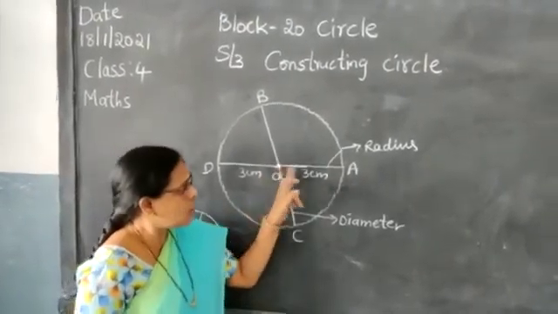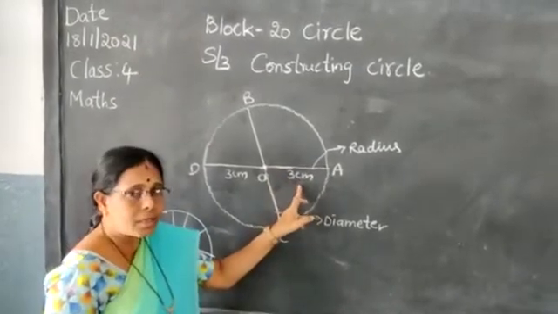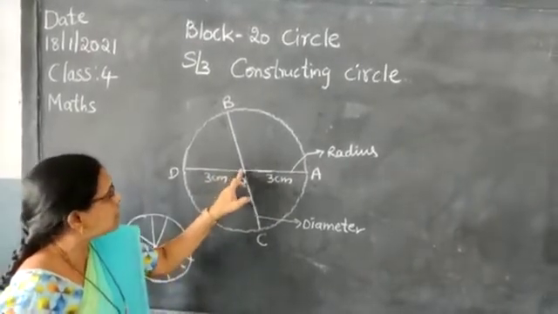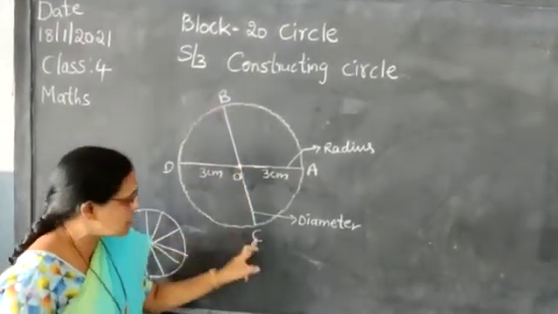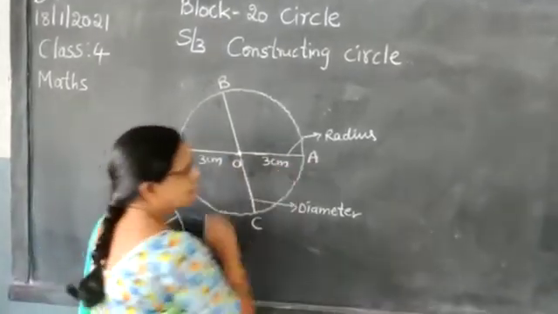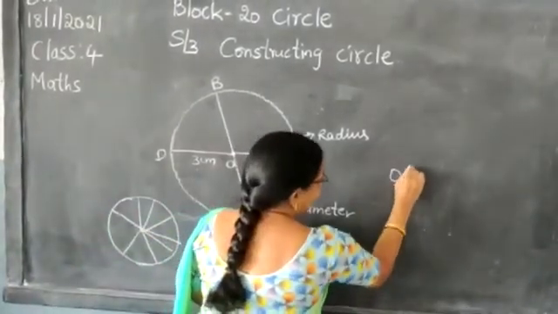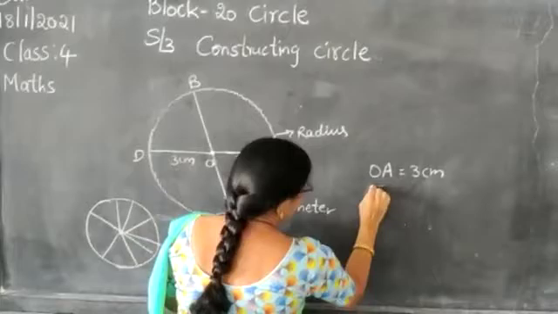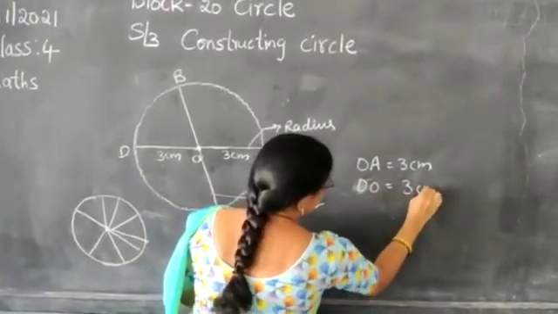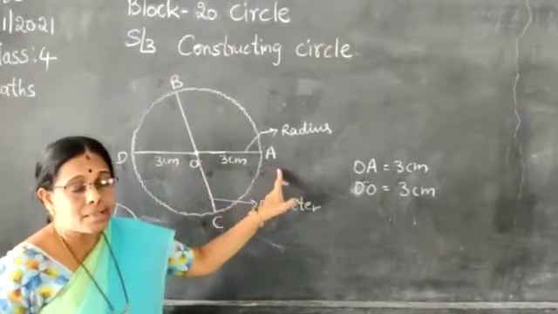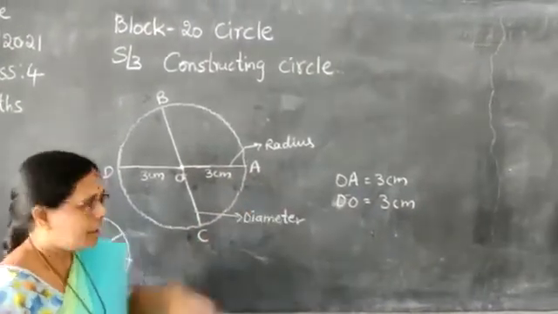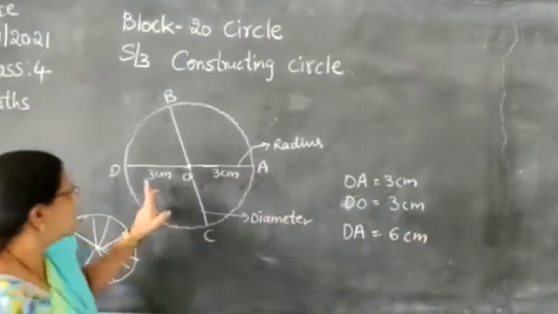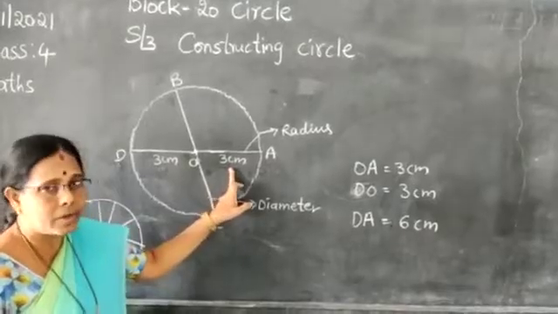First, I draw OA here as the radius. The length is 3 centimeter. Suppose I draw another here, then this length is how much? 3 centimeter. Now OB is also 3 centimeter. OC is also 3 centimeter. Then how much is DA, children? OA is 3 centimeter, DO is 3 centimeter. Then DA is how much? We can say DA is 6 centimeter. How? 3 plus 3 is 6 centimeter.